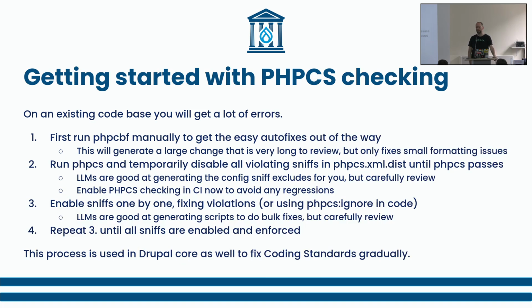So what is my proposal, how you get started? Let's say you have some Drupal site and you want to start using this coding standards checking. You will get a lot of errors in the beginning. My approach, and you don't have to follow this, it's just my recommendation, best practice: First, you run PHPCBF on everything so that you get the auto fixes out of the way. So this will be a huge diff, it will be a really big change, it will be very hard to review. It's not great for your Git history, but then you only have small formatting issues left, and then you can work with that to exclude or include more and more rules in your PHPCS config file until you have fixed all of them.